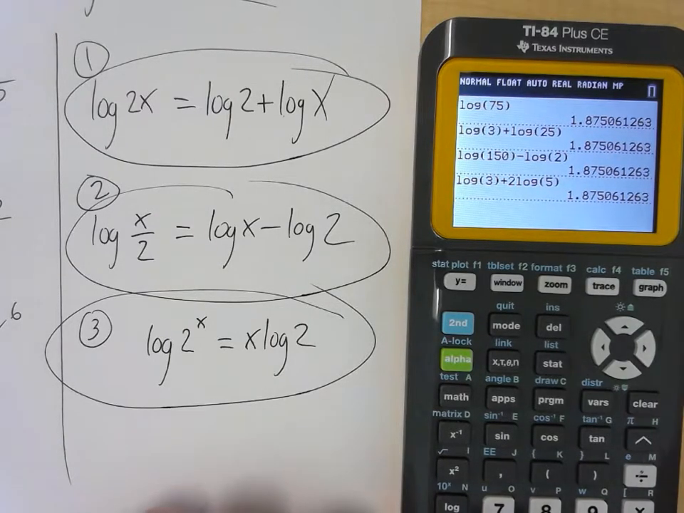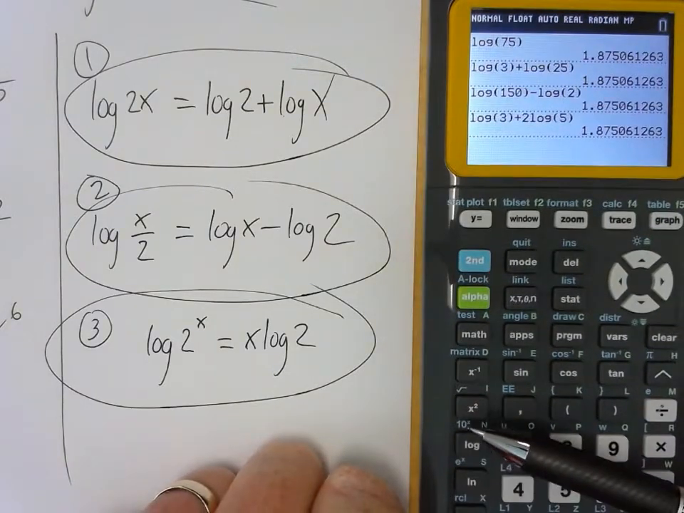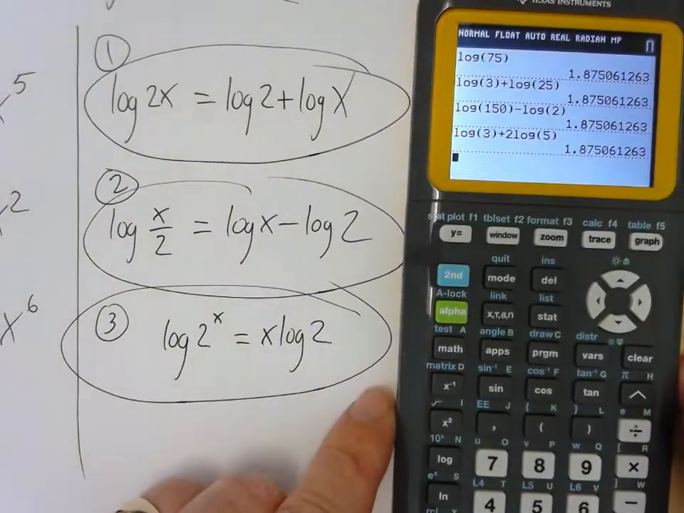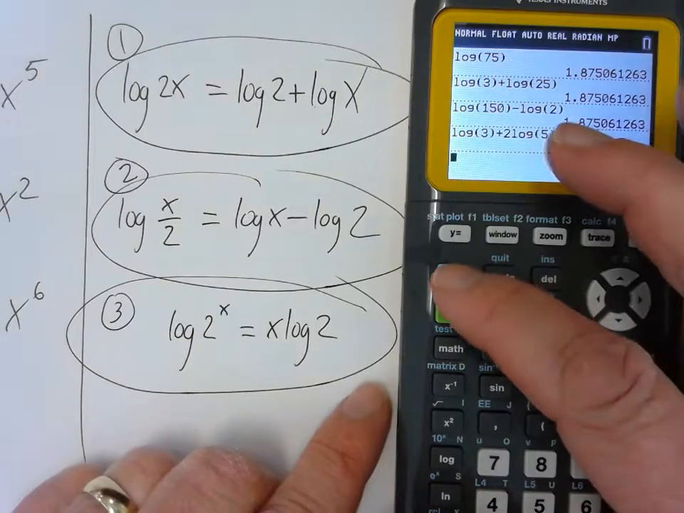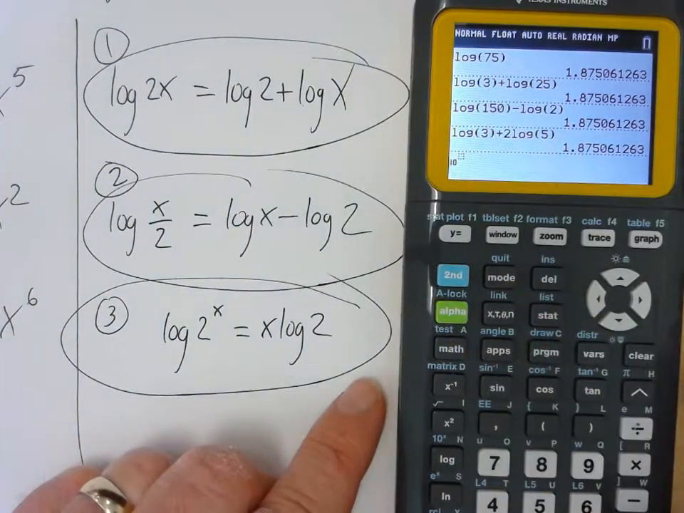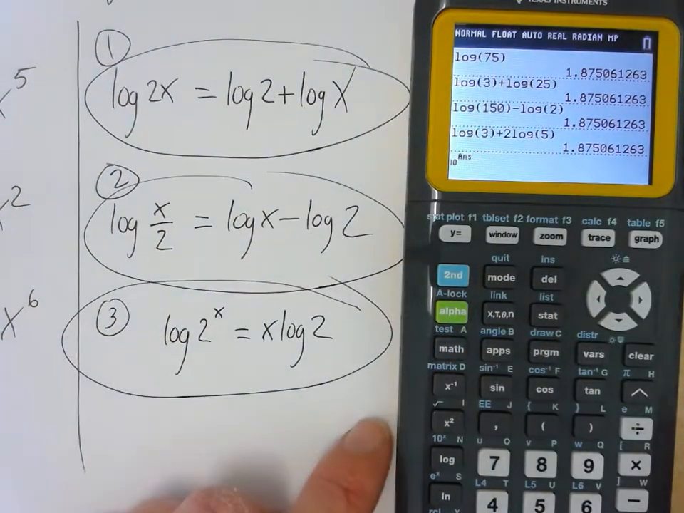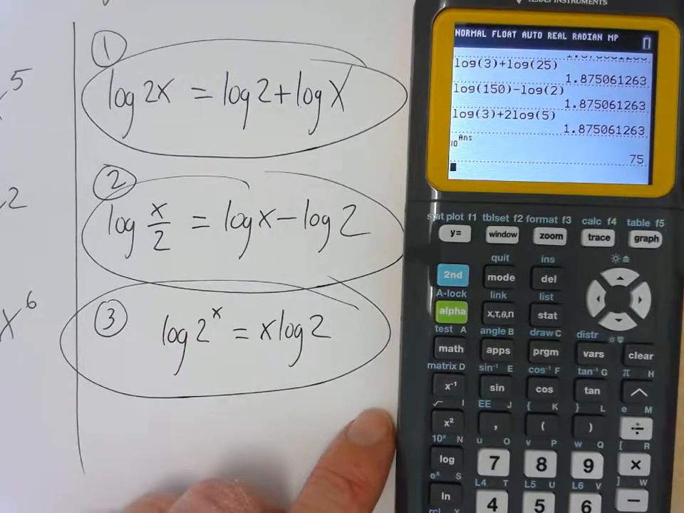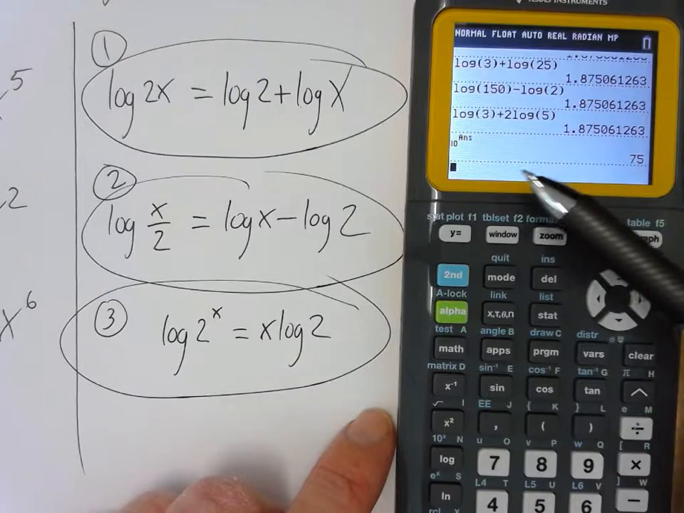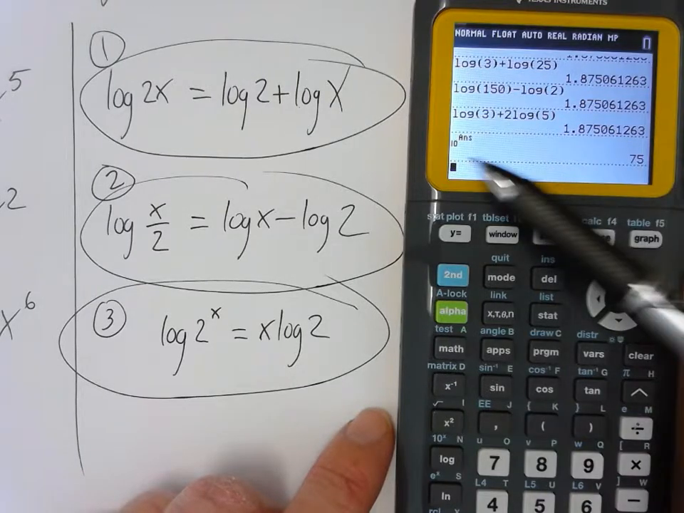So if you notice above the log key is the 10 to the x key, and that's the inverse because exponentials and logs are inverses of each other. So we go second, 10, and then we're going to do second answer to put in the last answer, and that's going to be 75 because that's what it's telling us. 10 to that weird exponent is 75.